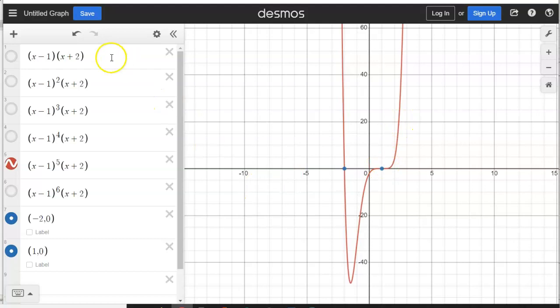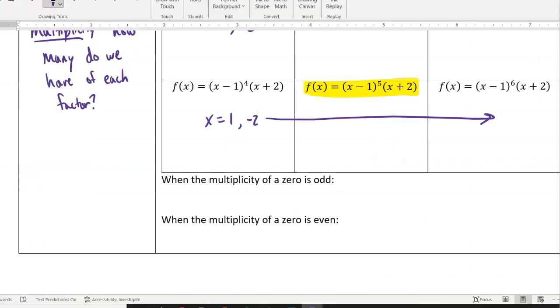Let's go back to our notes. What you just noticed from those graphs was that anytime there was an odd multiplicity, the graph passes through the x-intercepts or zeros.